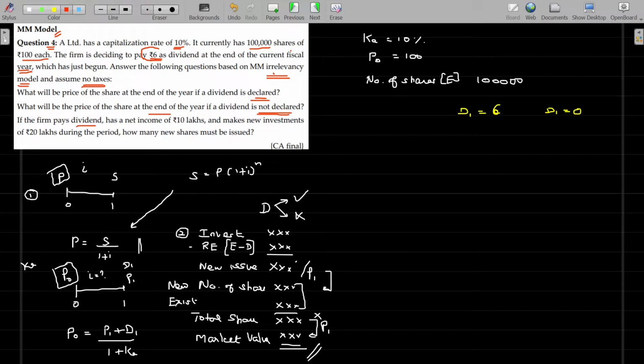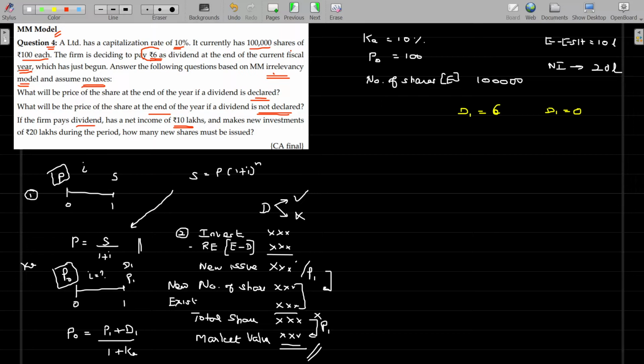If the firm pays dividend, it has a net income of 10 lakhs, that is, earnings available to equity shareholders being 10 lakhs, and makes a new investment of rupees 20 lakhs, the new investment requirement. So if the new investment requirement is 20 lakhs, you can use retained earnings to reinvest, and the shortfall you can issue. They ask how many new shares must be issued.